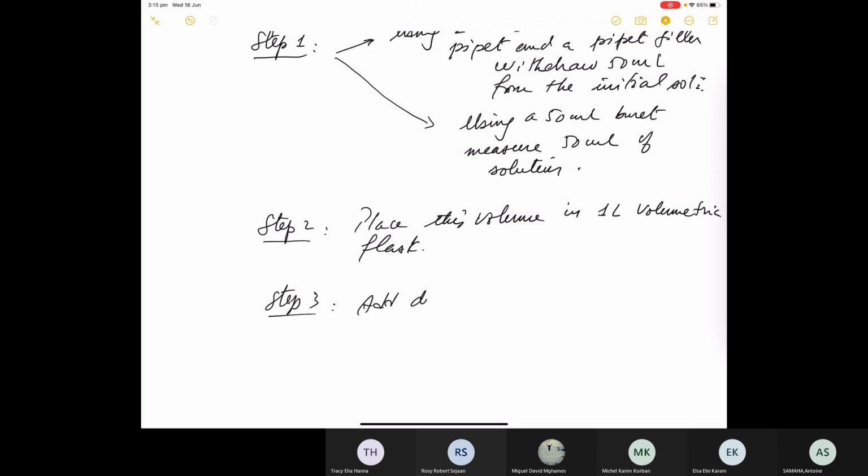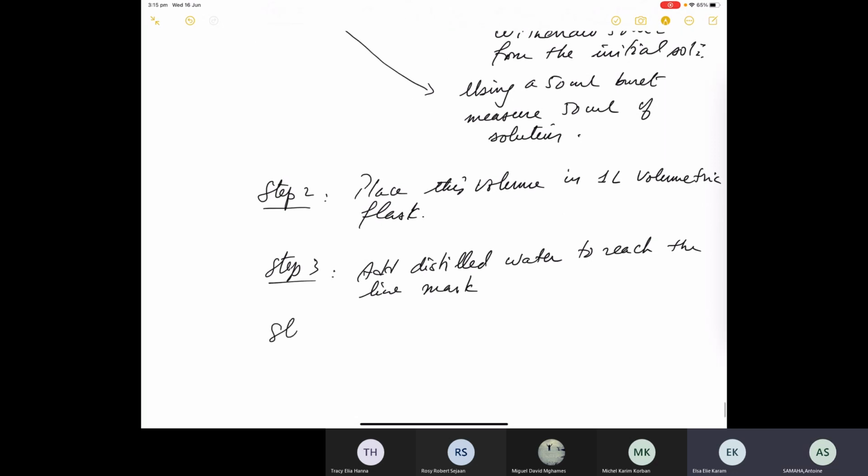add distilled water to reach the line mark. Step 4, which is the easiest one, shake to homogenize.